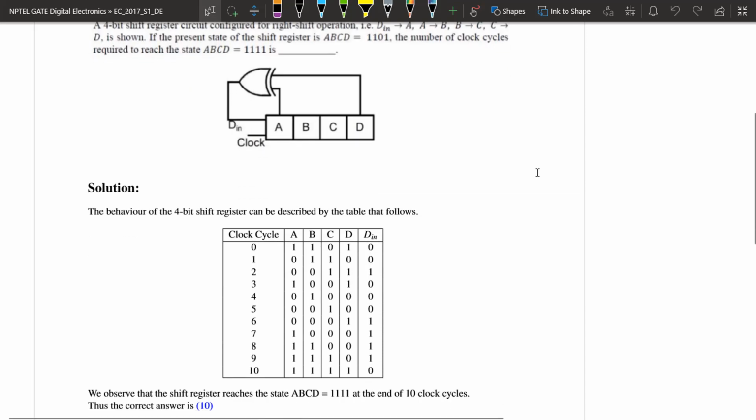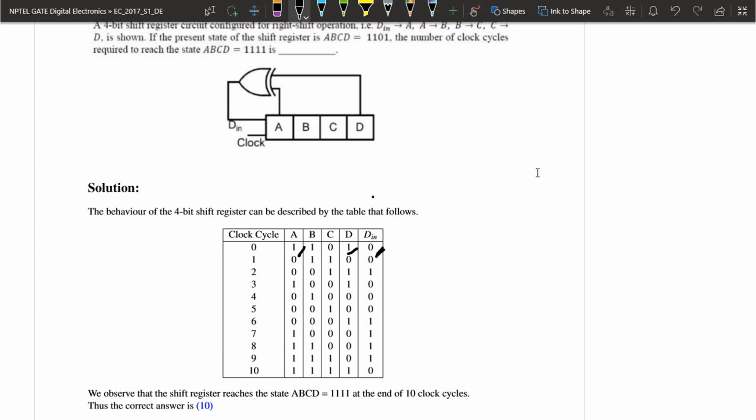In this table, we have the behavior listed clock cycle by clock cycle. So initially, the states are 1101 as given in the question. ABCD is equal to 1101. And we see that Dn is got by XORing A and D. So therefore 1 XOR 1 is equal to 0. Therefore Dn becomes 0 at the end of clock cycle 0.